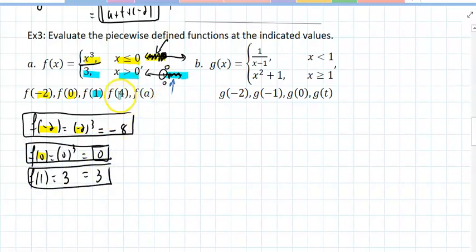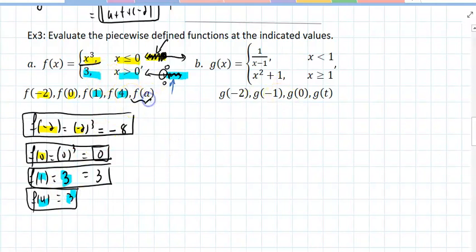Where does the 4 lie? 4 lies in the blue, because 4 is bigger than 1. And I will use the right function, which is a 3 again. I'm done. So the blue function is always a 3 regardless. It's fixed. It doesn't change.